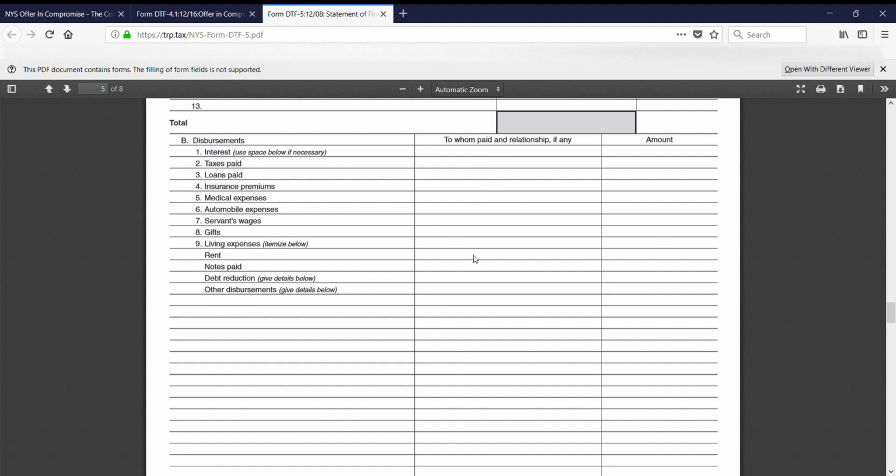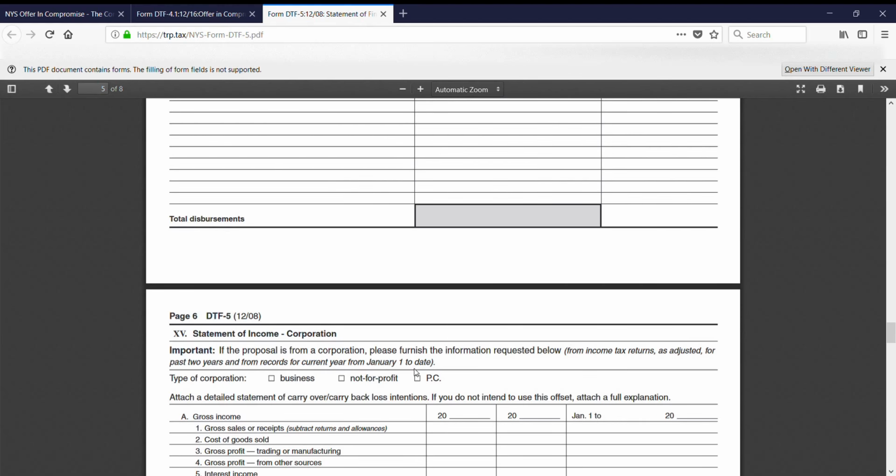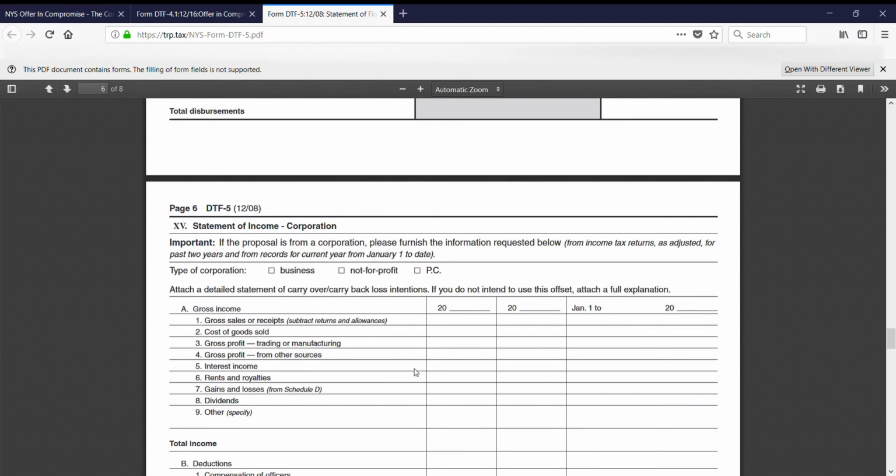Disbursements, who you're paying out to. Why you're paying them out is right here. What you're paying out is right here, and to whom you're paying out is right here. If there's more people, put them down here and put the information in there. They're going to see your total assets, total liabilities, total disbursements.